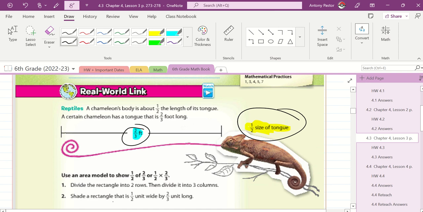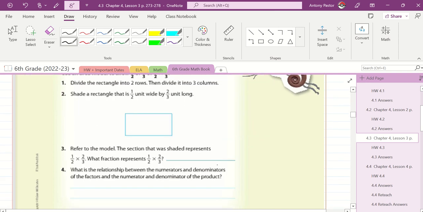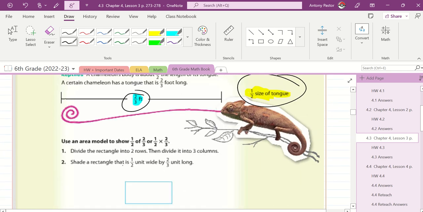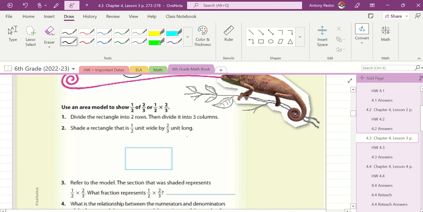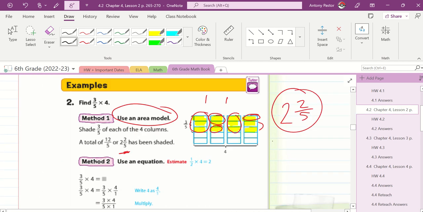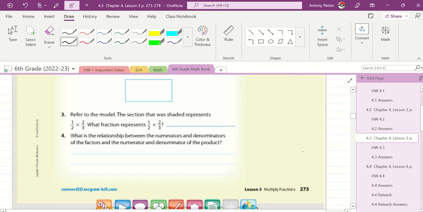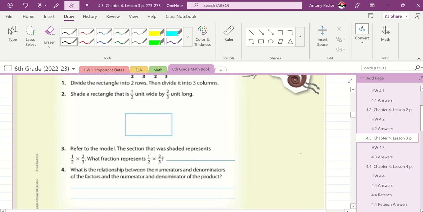So if we look here, it doesn't give us the answer, but that is the answer. The chameleon is 1/3 of a foot long. What it wants us to do is to shade the rectangle and do what we did in lesson 2. Something like this. I'm going to go ahead and skip that. Let's see. Let's just try it.